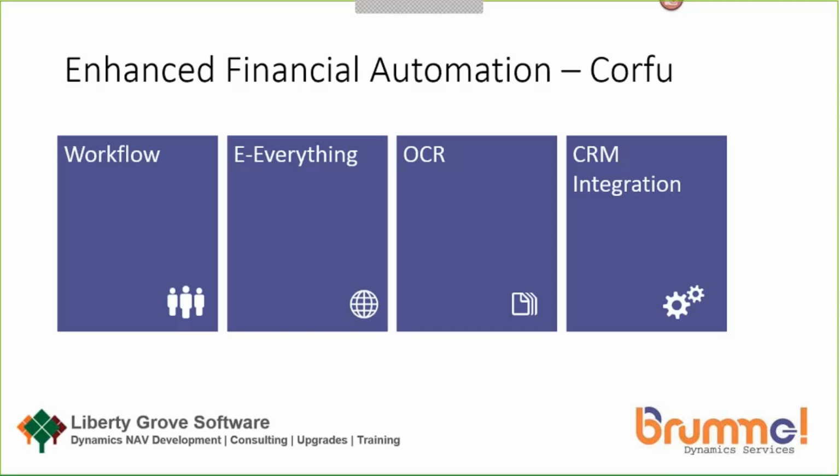But if we look at the stuff that you can find on the roadmap that Microsoft is planning to give us in October, we can see stuff like workflow, e-everything, which is a code name for a project internally to do more interfacing with the outside world, OCR, and improved CRM integration. So all of the things that Microsoft is currently focusing on is related to better financial automation. And this is basically bringing us back to the introduction of the session where we basically achieved 100% financial automation.